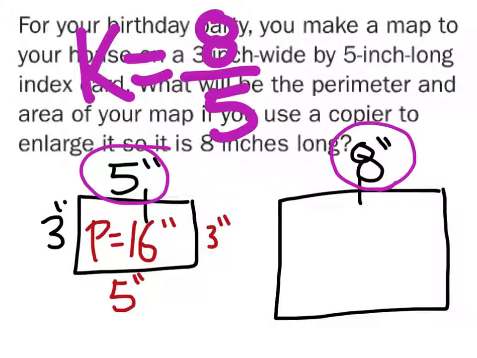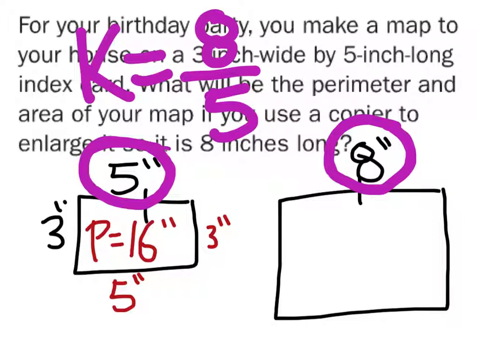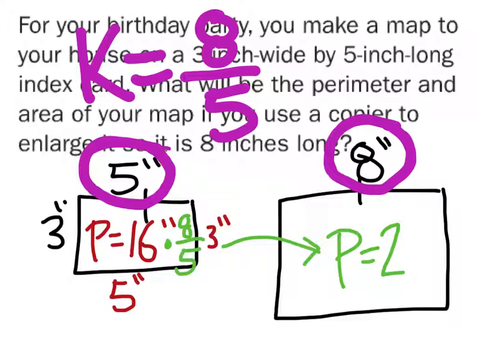Once again, I'm just taking this 8, which is our image value, and dividing it by its corresponding pre-image value. From here, all I need to do is multiply 16 by 8/5. So I'll show that times 8/5. And that will give me the perimeter over here of this map. So 16 times 8/5. Go and put that in your calculator. And since we're talking about length, I am going to use a decimal, since it came out pretty neat anyways. 25.6 inches. That is the perimeter of this map.